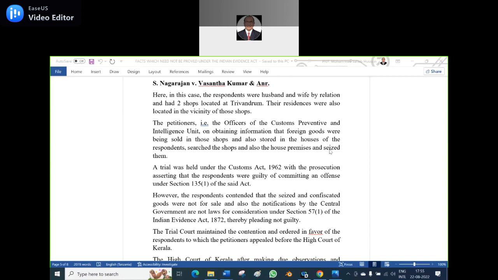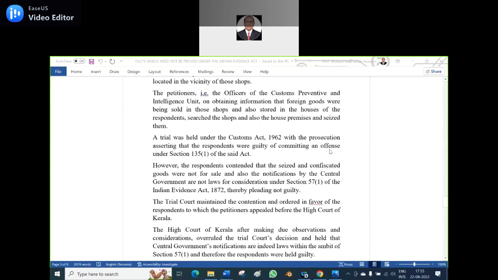I don't know about the clause 1 subsection; if it is an act of the customs, then we can know it. So, Section 135 clause 1 of the said Act. However, the respondents contended that the seized and confiscated goods were not for sale, and also that the notifications by the central government are not laws for judicial notice under Section 57 clause 1 of the Indian Evidence Act 1872, thereby pleading not guilty.